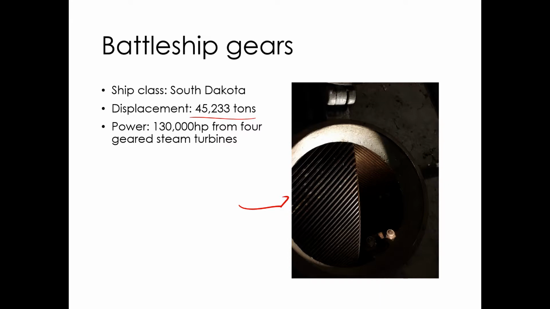Power: 130,000 horsepower from 4 geared steam turbines. This was powered by burning oil in burners. The heat from that was used to boil water to make steam. Steam was run through turbines, then the big gears reduced the high RPMs of the turbine down to the low RPMs of the propeller. So that's what you see here: these big, very precisely made helical gears.